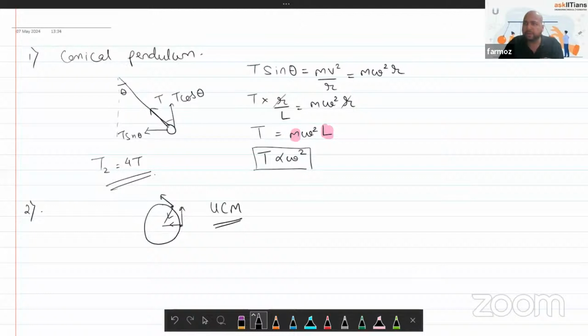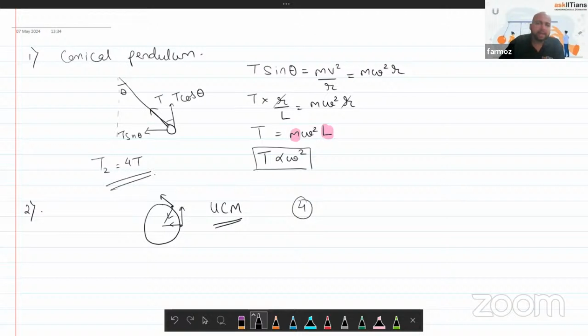Velocity but varying acceleration. See, acceleration will change because the direction is changing, but velocity will also change because the direction is changing. So over here the answer will be the fourth option, that is varying velocity and varying acceleration. Clear? Simple.